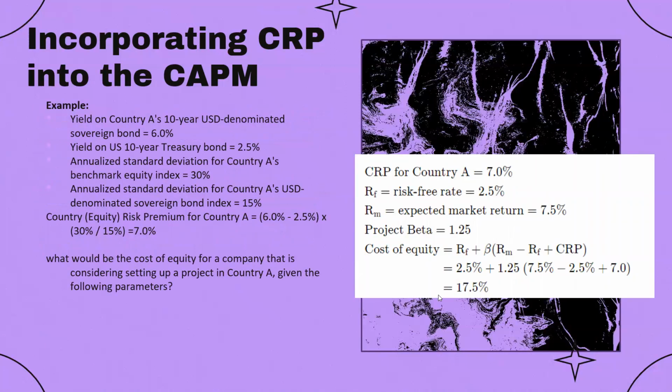So, ito yung example, no? CRP for country A is 7%. The risk-free rate is 2.5%. Expected market rate of return is 7.5%.